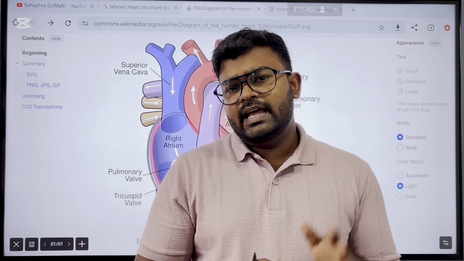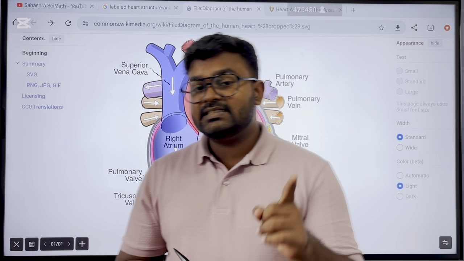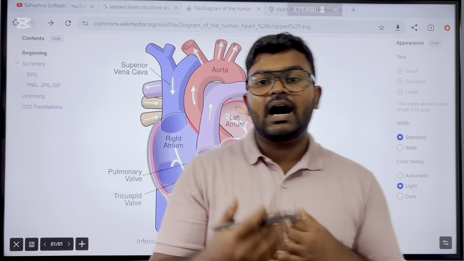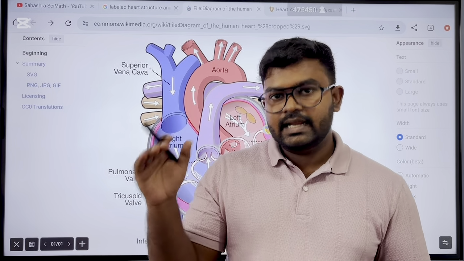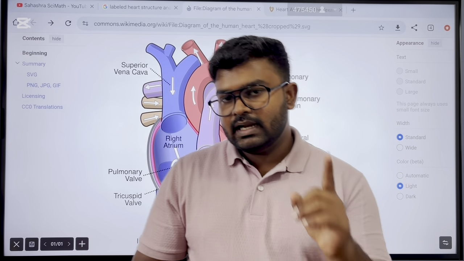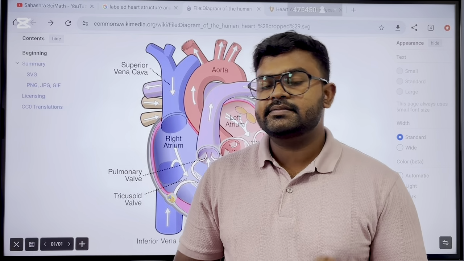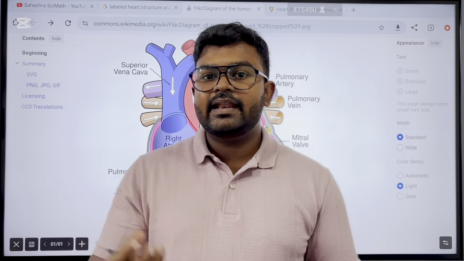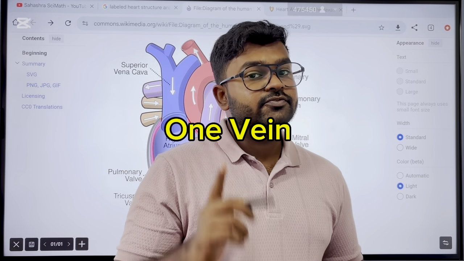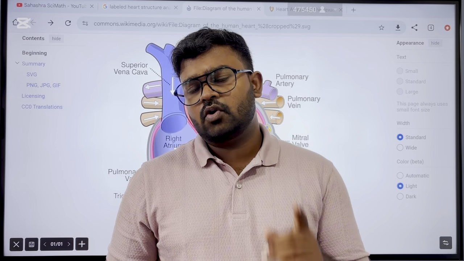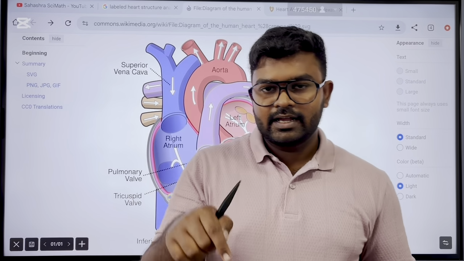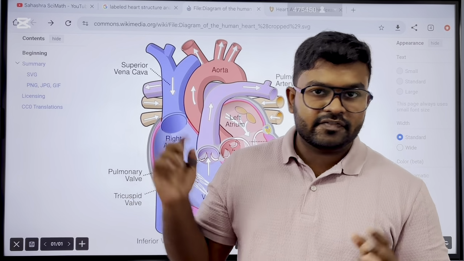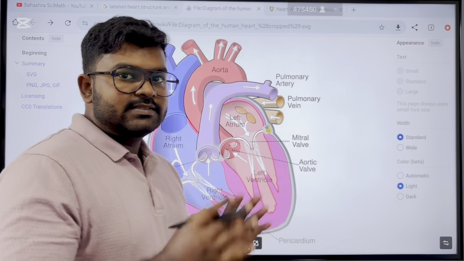But there is one artery in our body which carries deoxygenated blood. As I told you, usually arteries carry oxygenated blood, but there is one artery which carries deoxygenated blood. Similarly, usually veins carry deoxygenated blood, and there is one vein in our body which carries oxygenated blood. If you know that, comment below, and I will explain those at the end of the video. Alright, so let's dive in.